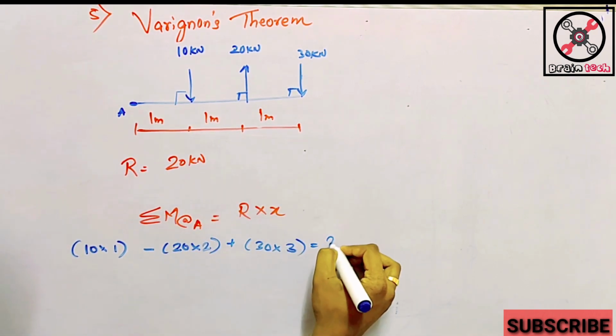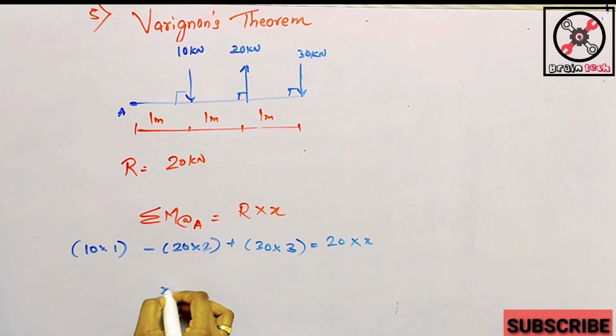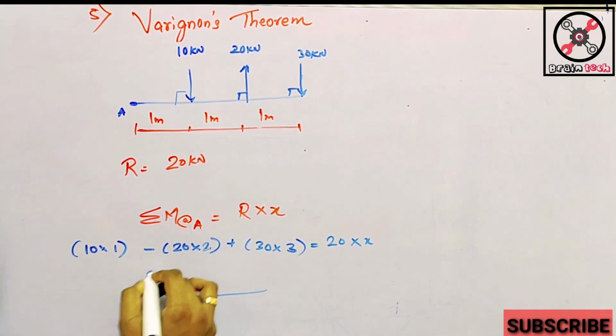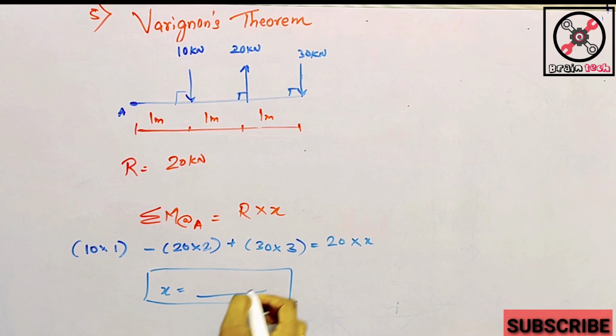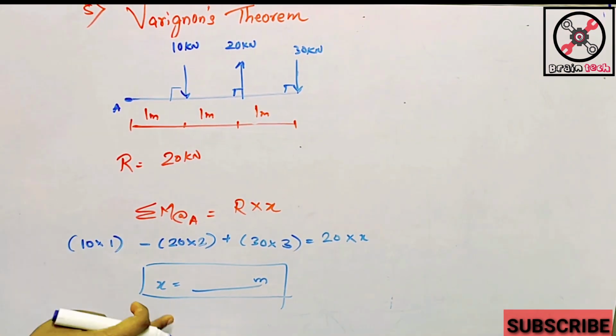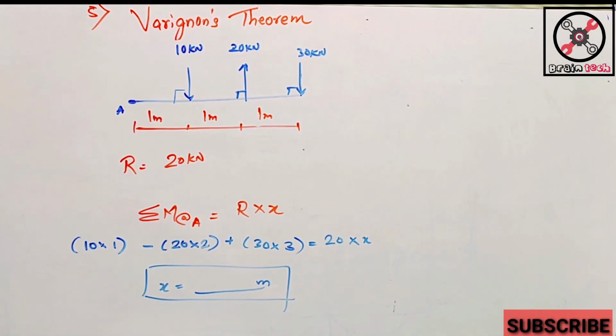This equals the resultant, 20 into X. So with the help of Varignon's theorem, we get the value of X. This is a good example of Varignon's theorem. I hope you all are clear with all your concepts.